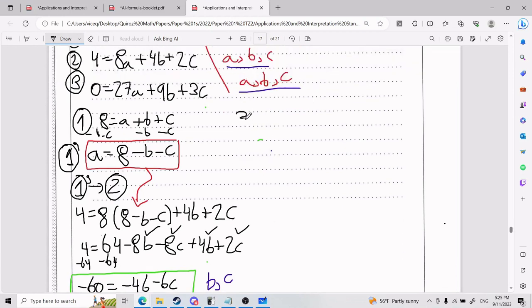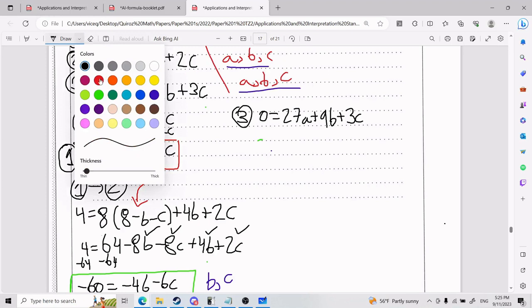So I'm going to take the third one, which is 0 equals 27a plus 9b plus 3c, okay? And so 1 prime got A alone.